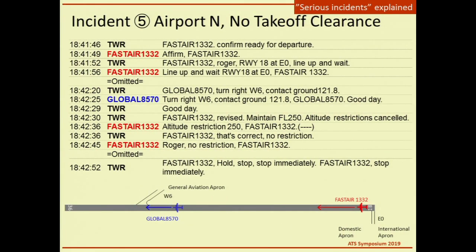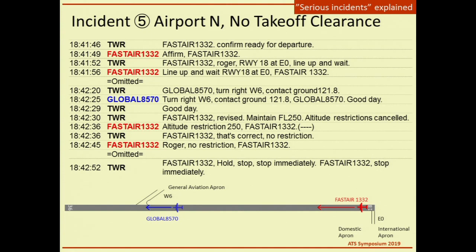First Air 1332, confirm ready for departure. Affirm, Fast Air 1332. First Air 1332, roger, runway 18 at Echo 0, line up and wait. Line up and wait, runway 18 at Echo 0, Fast Air 1332. Global 8570, turn right Whiskey 6, contact ground 121 decimal 8. Turn right Whiskey 8, contact ground 118, Global 8570, good day.